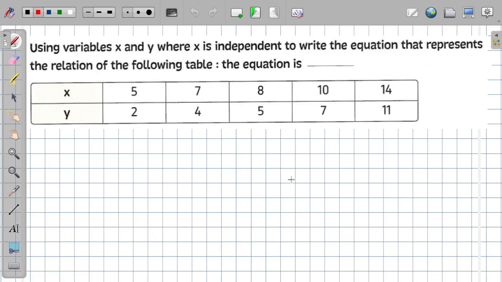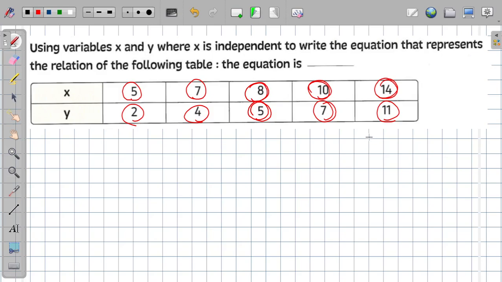The last example with us today is this one. Using the variables x and y, where x is independent, write the equation that represents the relation of the following table. The equation is what? I have x equals 5 and y equals 2. X equals 7 and y equals 4. X equals 8 and y equals 5. X equals 10 and y equals 7. X equals 14 and y equals 11.